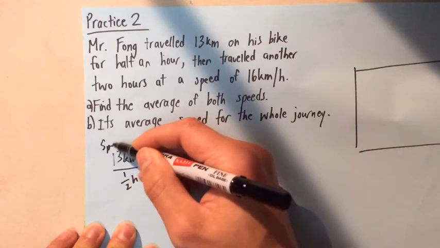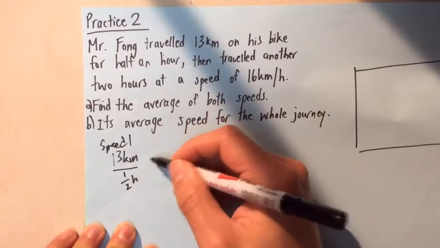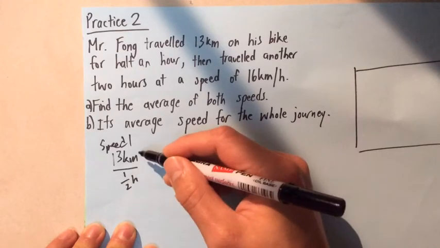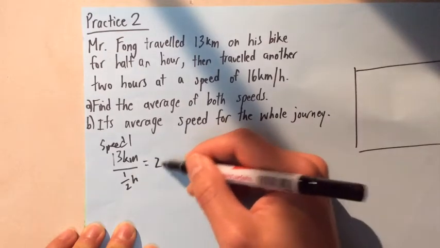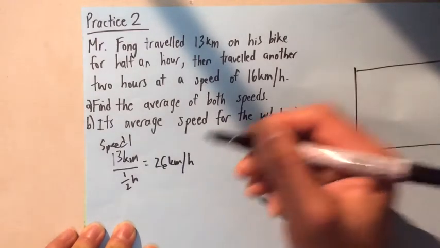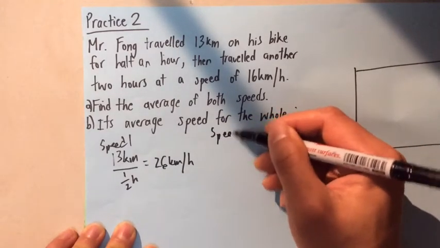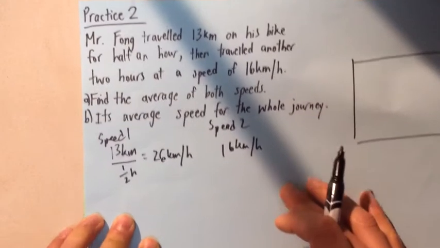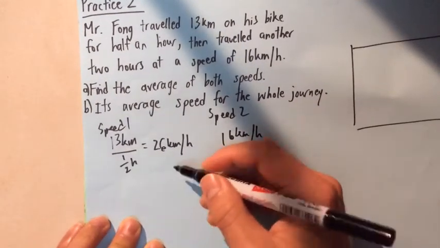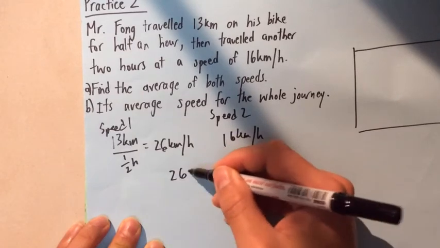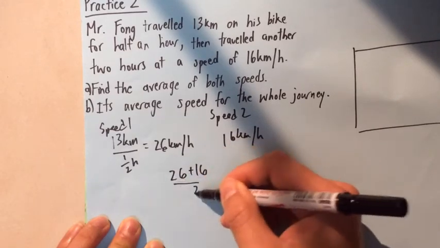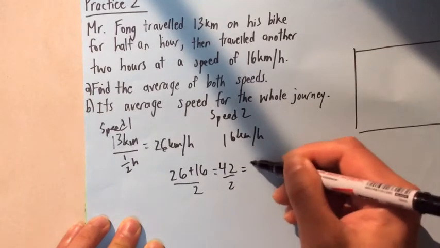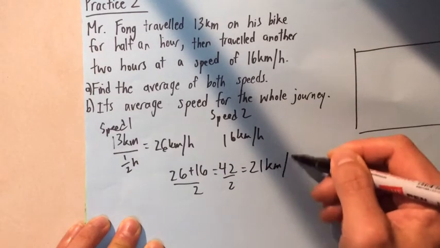That's speed 1. If we simplify that, we need to get rid of this denominator here. We multiply both the top and the bottom by 2. That gives us 26 kilometers an hour. Speed 2 is already given. That's 16 kilometers an hour. So the average of both speeds will be 26 plus 16 divided by 2, which would be 42 over 2, and give us 21 kilometers an hour.